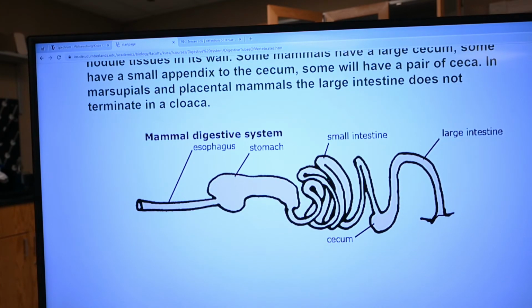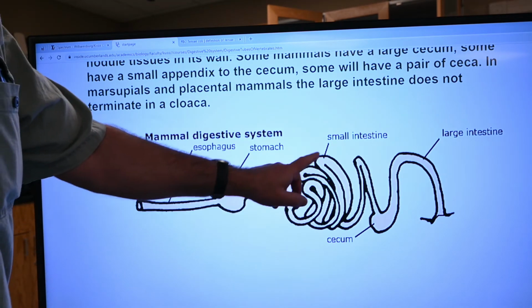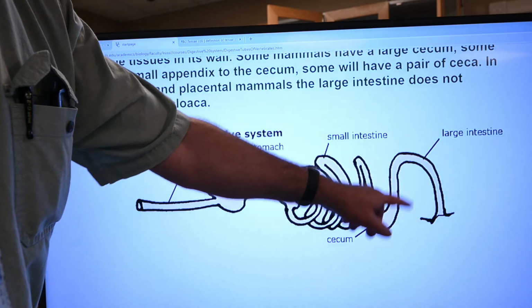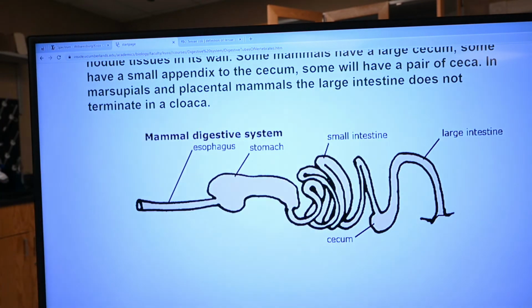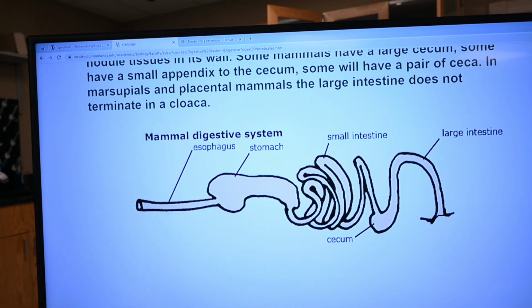And then finally, the mammalian digestive tube is just what we expect to see. The esophagus, the stomach, same as in humans, small intestine, cecum, large intestine, no cloaca. No cloaca here. So next we'll say a word about different kinds of stomachs, and we'll be finished with the digestive system.